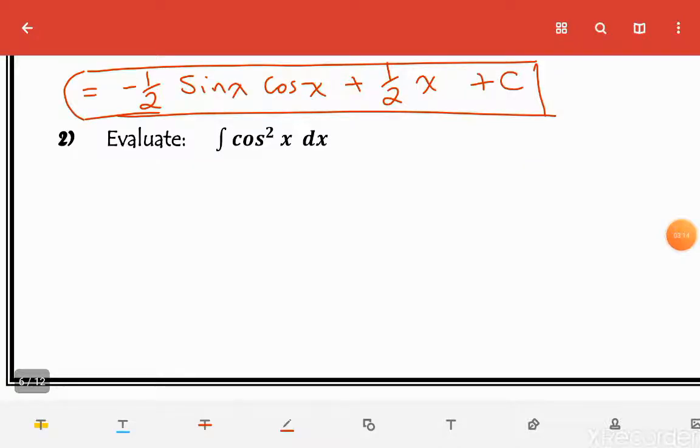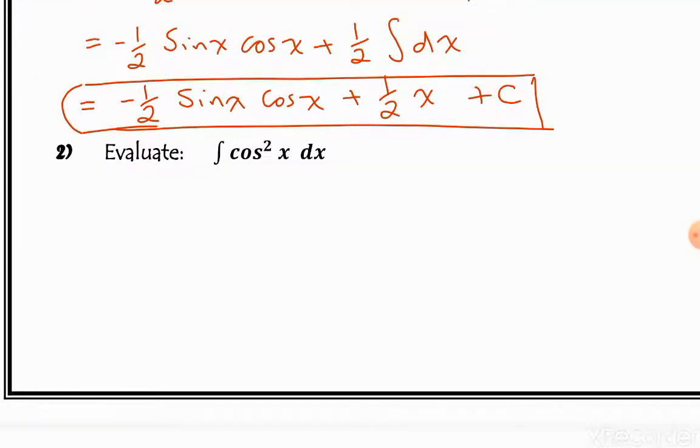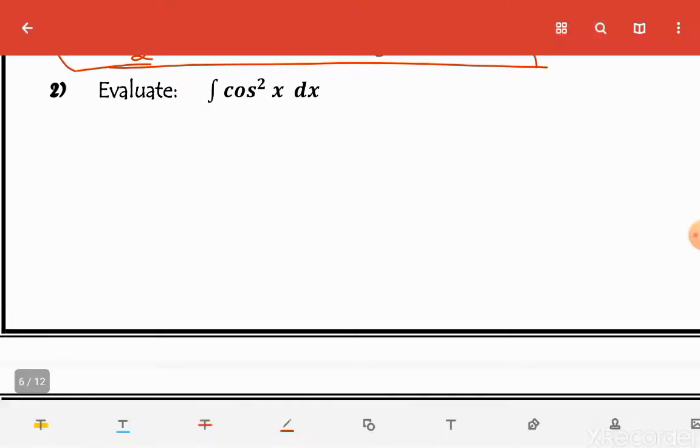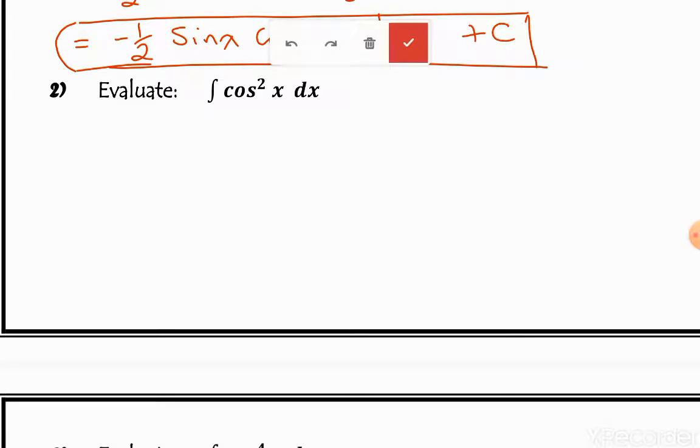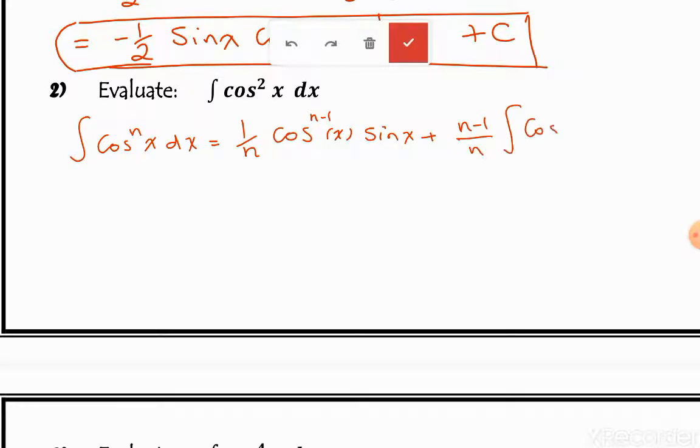Let's apply this rule, but for cosine squared x. I'm going to write the rule first. The rule is the integral of cosine to the power of n of x dx is equal to 1 over n, only without the negative, cosine n minus 1 of x sine x, plus n minus 1 over n, the integral of cosine n minus 2 of x dx.